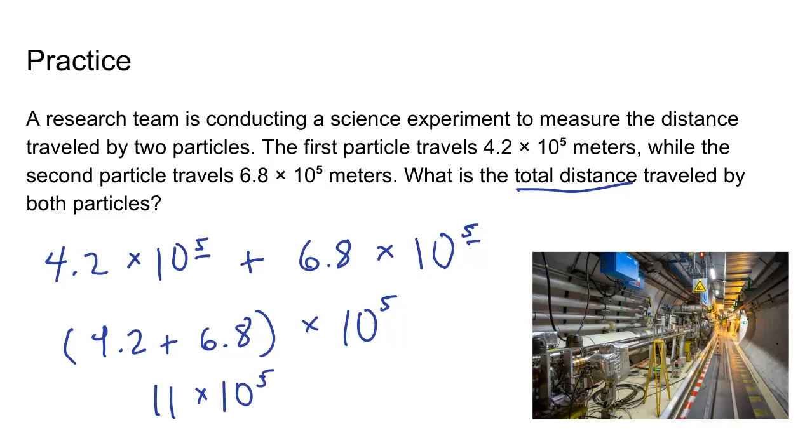But 11 is greater than 10, so you need to move the decimal one place to the left, which gives you the new coefficient of 1.1. And since you move the decimal point to the left, which makes the number 10 times smaller, you need to offset that by adding 1 to the digit in the exponent. So 10 to the 5th power becomes 10 to the 6th power. And then make sure to add the units, which is meters. So the distance traveled by both particles is 1.1 times 10 to the 6th power meters.